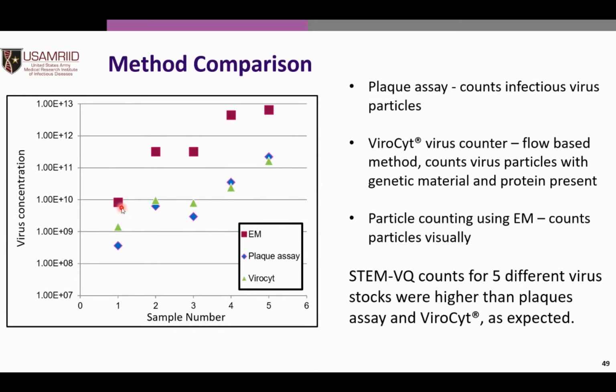But what we did see was a similar trend, where stocks that had a lower concentration by the other methods also had a lower concentration by the EM method, and this one had the highest concentration. We also found the highest concentration. So that trend was very promising for us.